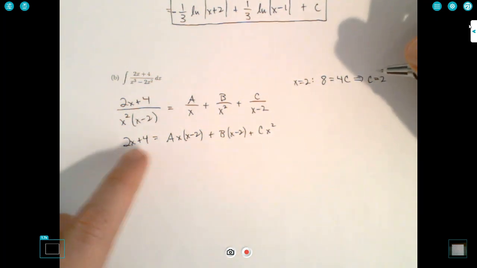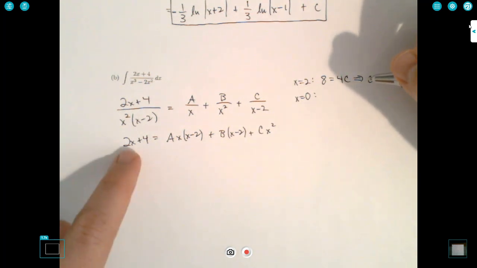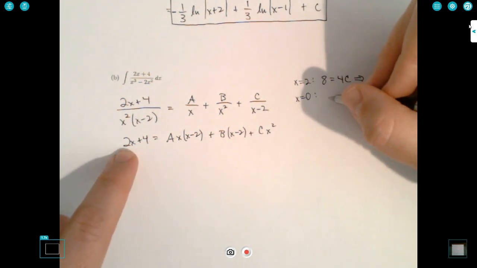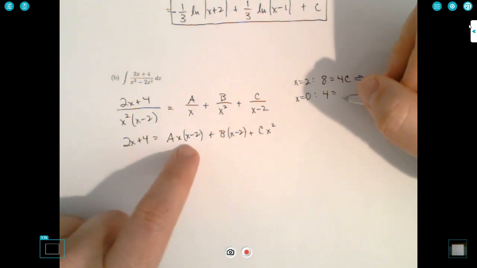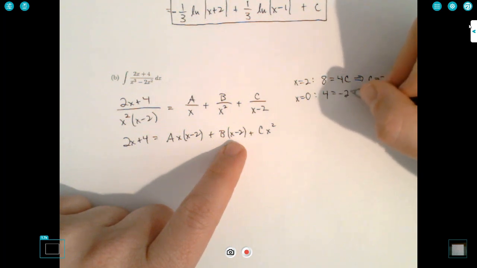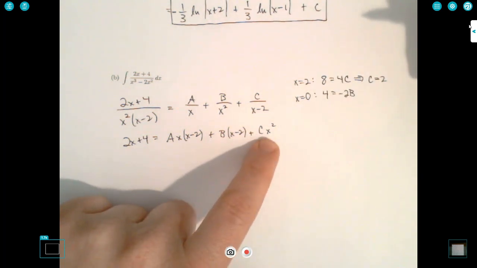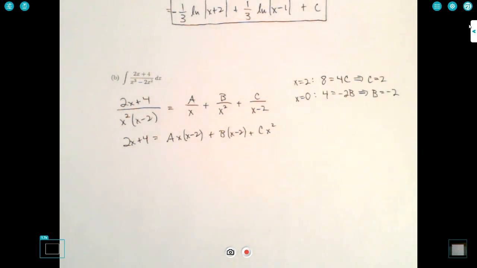Okay. And then if I let x be 0, then I'm just going to get 2 times 0 is 0 plus 4 is 4. So I get 4 equals, that's gone. Here I'm going to get negative 2b. And here I'm going to get 0, right? So that means b is negative 2.